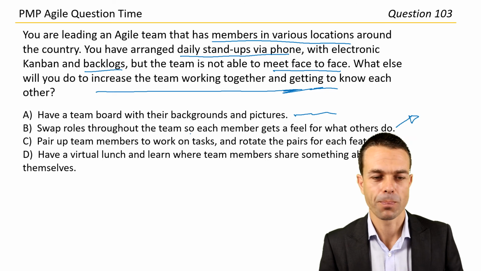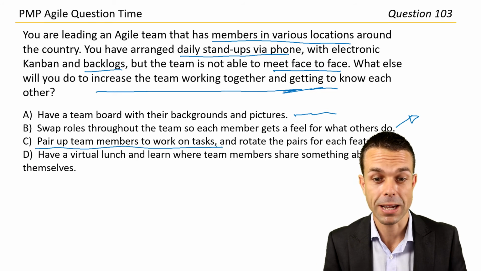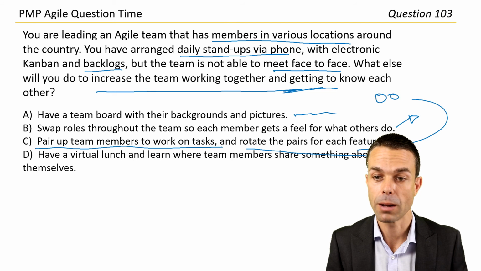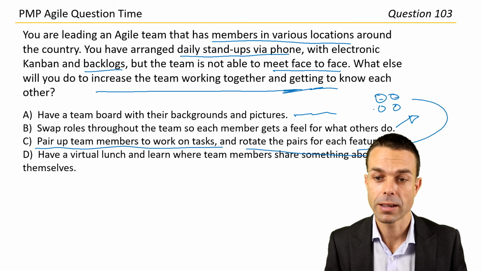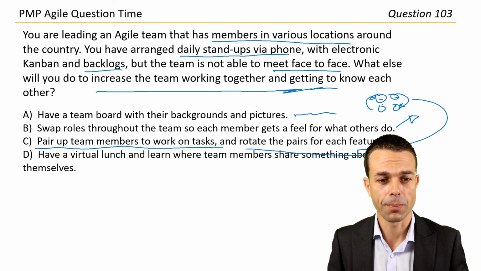Let's see what else we've got. Pair up team members to work on tasks. Oh, that's exactly what we were saying. And rotate those pairs for each feature. So now we've got people pairing up, Anne and Jacob, for example, and then two other people, and then they can swap around. So people are getting to know each other, and they're helping each other. So I think that's a really good one.